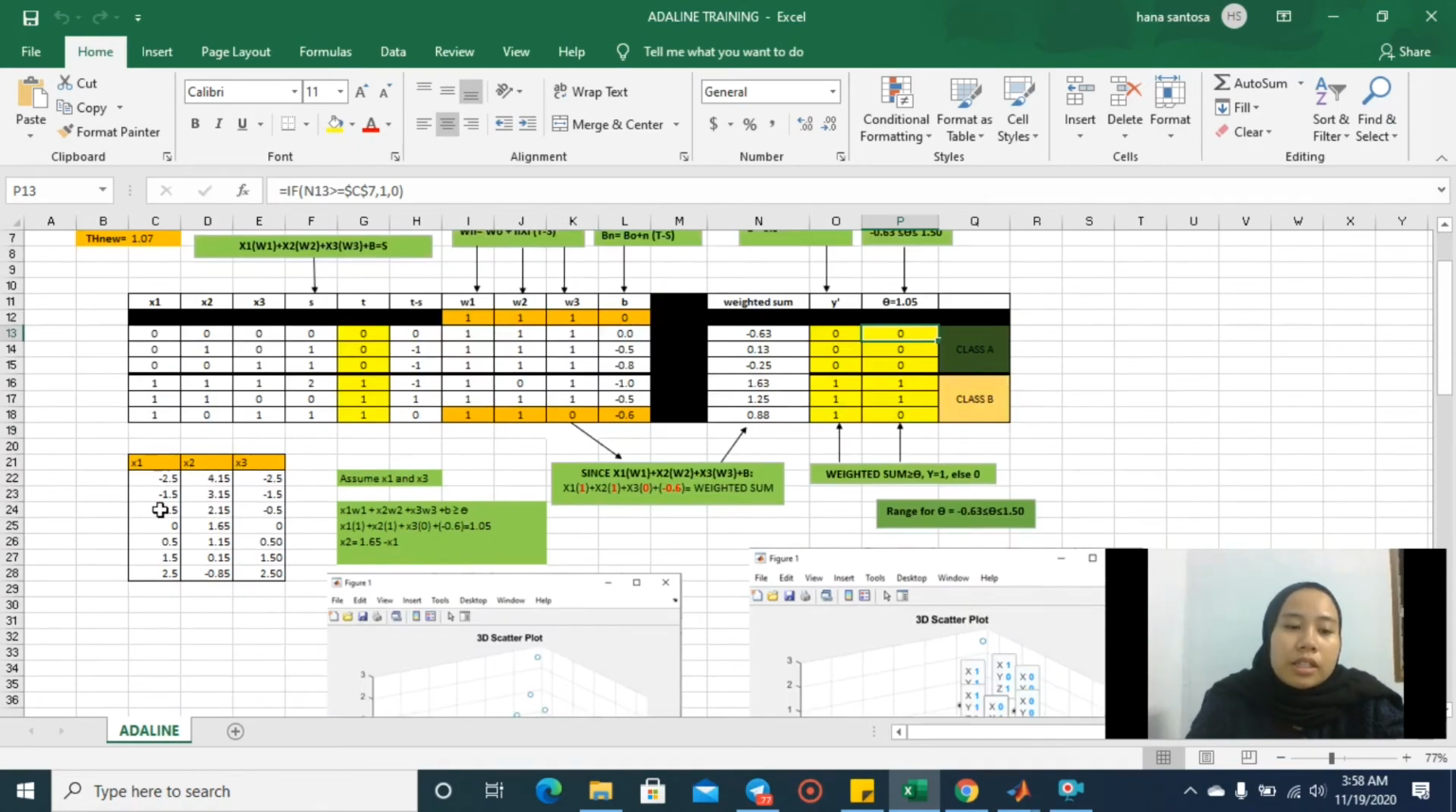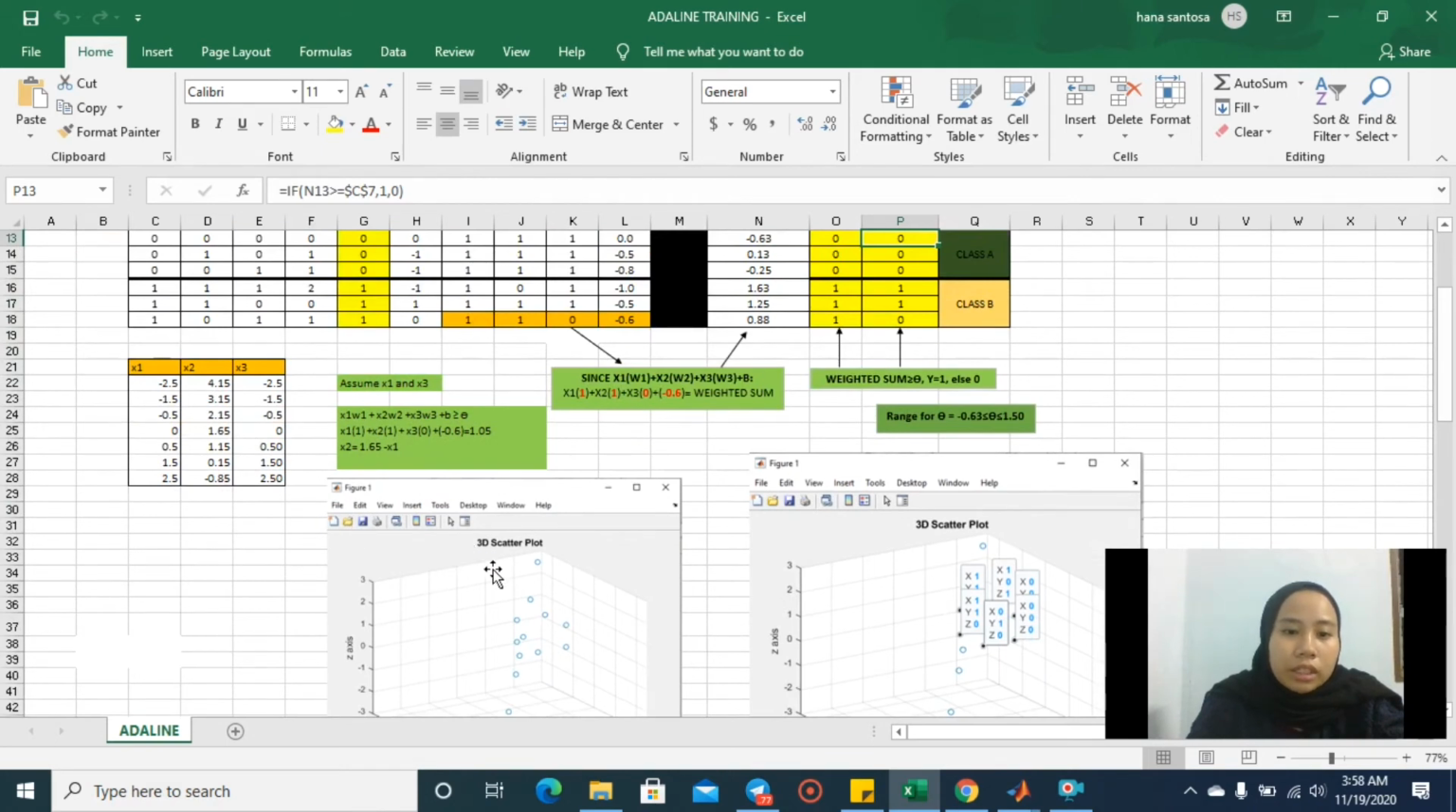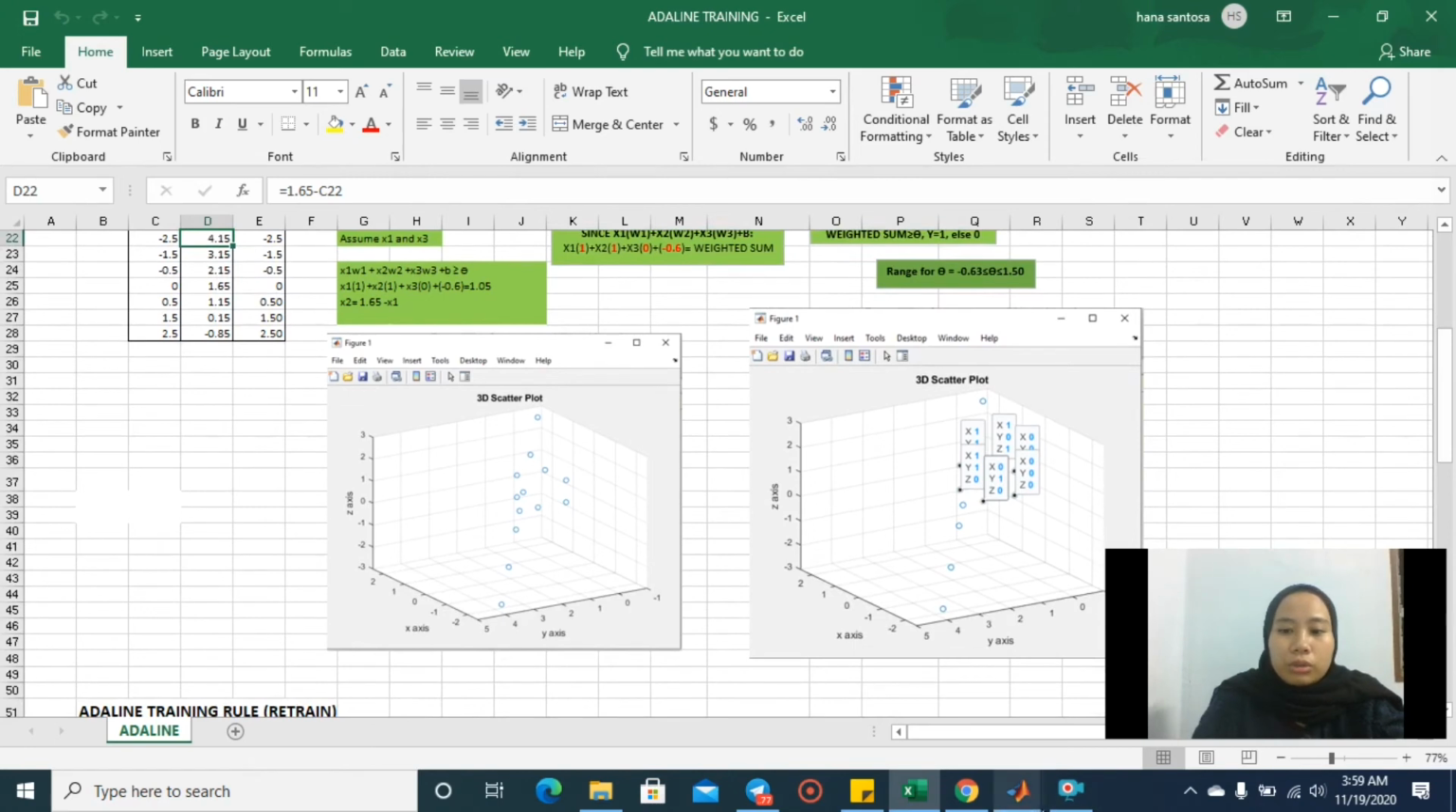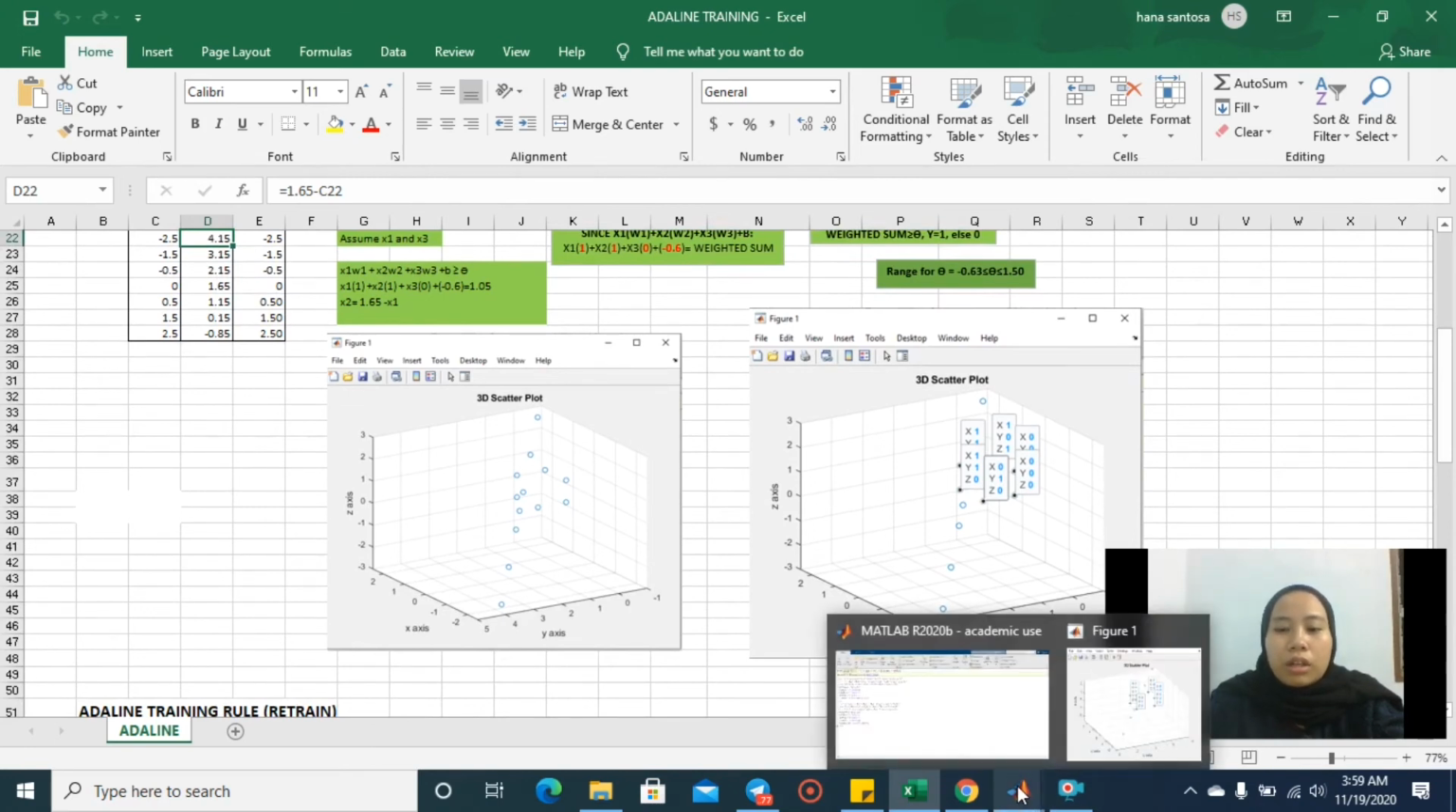Okay, this is the table of x1, x2, and x3 to get the straight line for the 3D scatter plot graph. We assume x1 and x3 to get the value of x2, using this equation, and the final equation we got is x2 equals 1.65 minus x1, and this is the value that we got. Okay, I will show you how we find the graph from the MATLAB software.